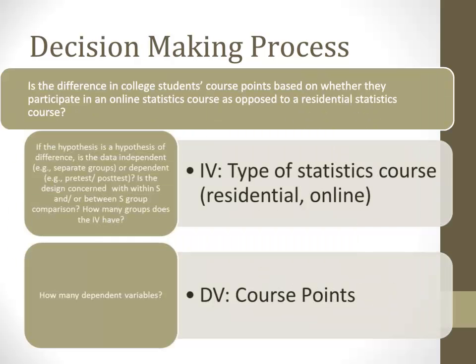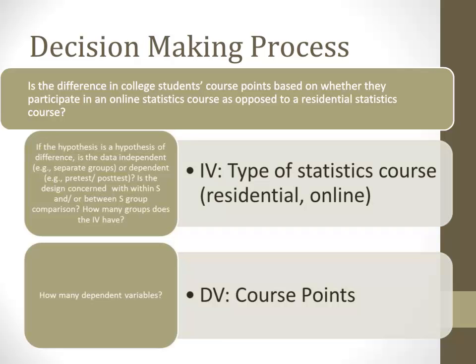So now in our decision-making process, we can move on and focus on the questions that look at hypothesis of difference. So the first question we're going to ask is: is our data independent? Are we looking at two separate groups? Or are we looking at a dependent group or matched pairs? Are we looking at one group with two scores or matched pairs each with a score? Another way to ask this is: is the design concerned with within group, or is it concerned with between group comparison?